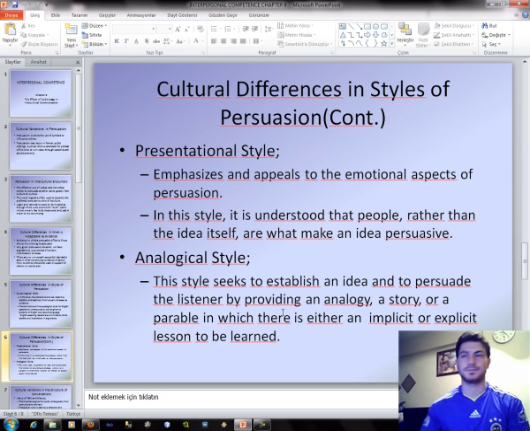Presentational style emphasizes and appeals to the emotional aspects of persuasion. In this style, it is understood that people, rather than the idea itself, are what make an idea persuasive. Now, analogical style. This style seeks to establish an idea and persuade the listener by providing an analogy, a story, or a parable in which there is either an implicit or explicit lesson to be learned.